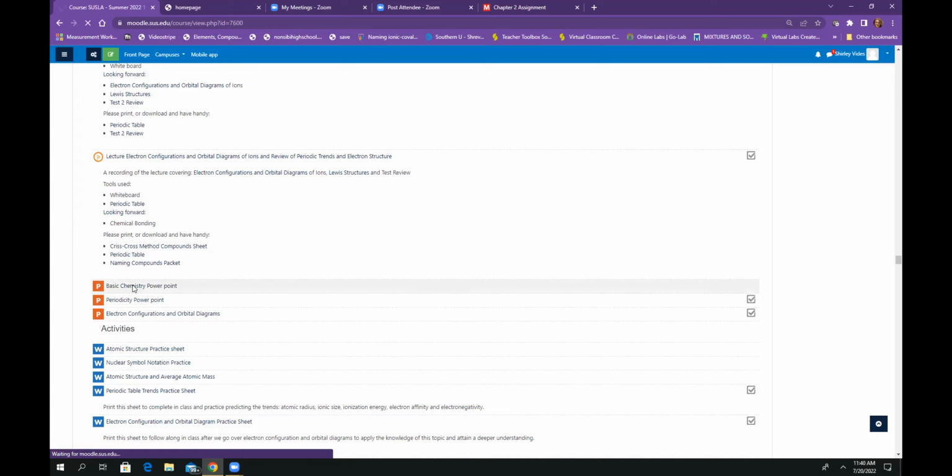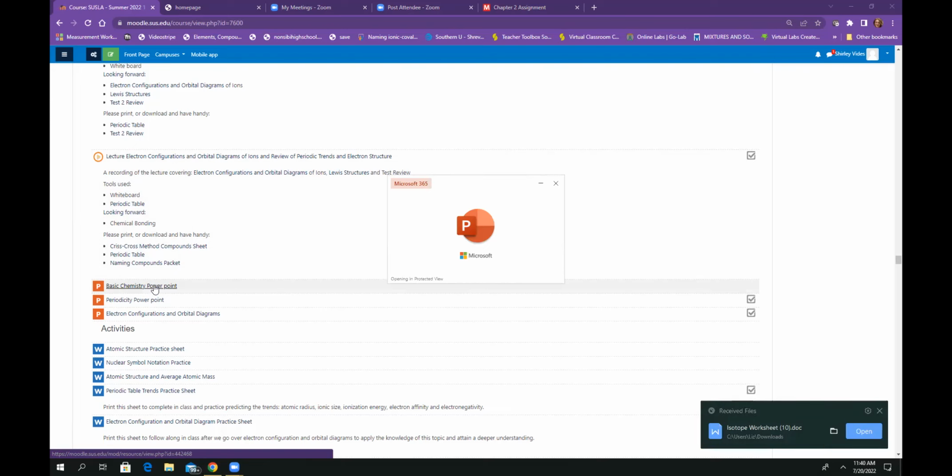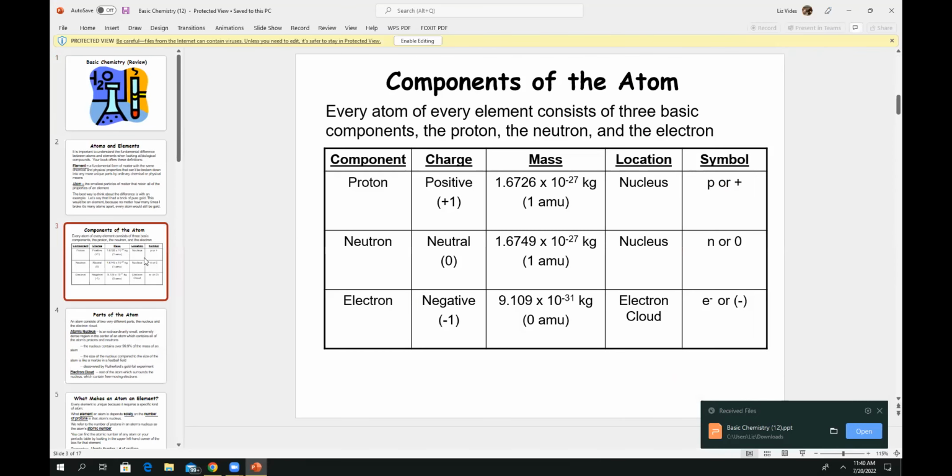Hold on. Come on, open up. It's taking forever. There it goes. It's opening, but it's so slow. All right, so this is the chart. See, 1.67, 1.6. It's 1.7 times 10 to the negative 27 and 9.1, but that's kilograms. So if you take it in grams, that's going to be to the negative 24 grams and negative 28 kilograms.